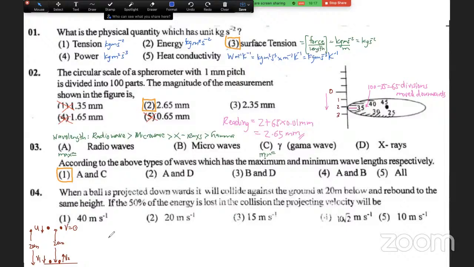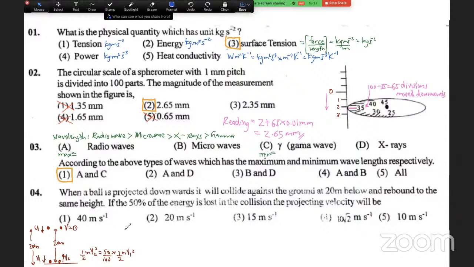So what's the plan here, people? 50% of energy is lost. That means when you compare between these two energies, you can say half m v2 squared is equal to 50% of half m v1 squared. Good. That's the idea behind that. 50% energy is lost, so this kinetic energy is equal to half of this. So with this idea, let's see if we can approach the question.